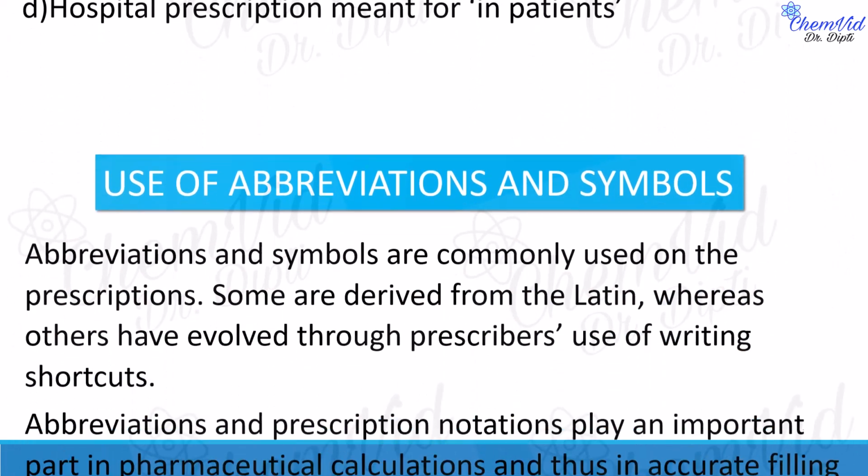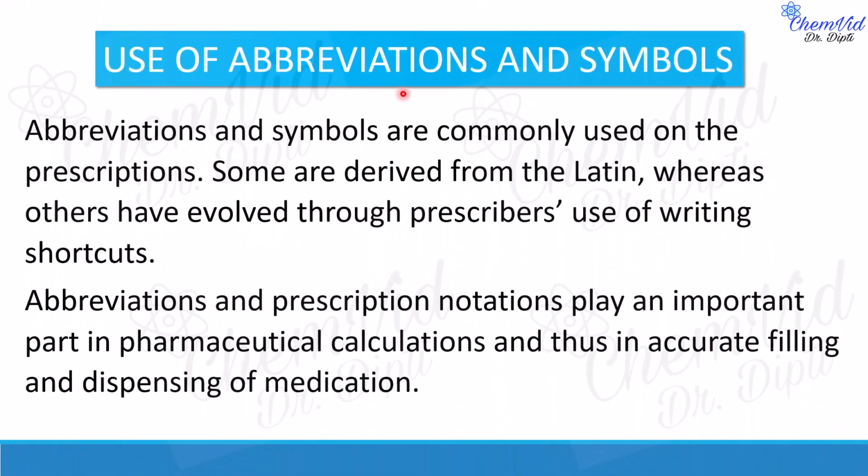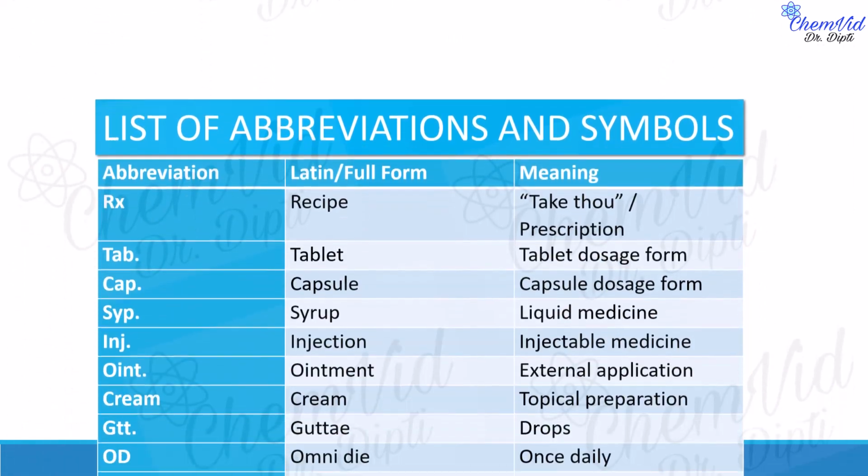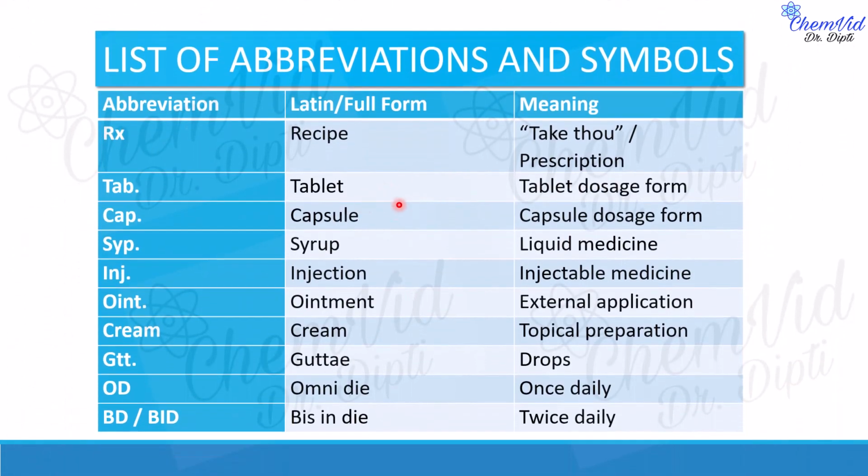Then after the handling of prescription comes the use of abbreviations and symbols. See, various symbols and abbreviations are written by the doctor, which are understood very well by a pharmacist. Some of these abbreviations are derived from Latin words, whereas others, the prescribers generally use as shortcuts. So abbreviations and prescription notation should be used very carefully, so that there may be an accurate filling and dispensing of the medication. So here is a list of the abbreviations and the symbols which are generally used by the doctor on the prescription.